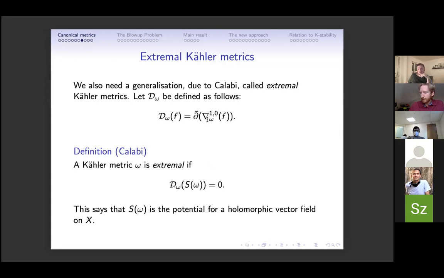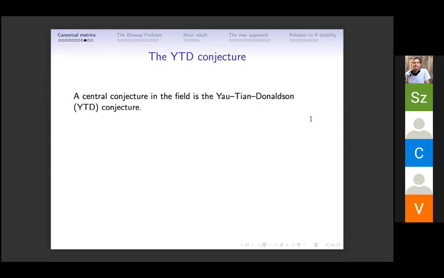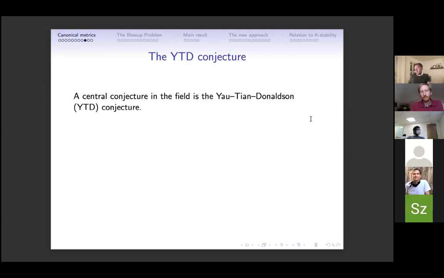But it's also kind of a moving target, because this d omega depends on omega. But there are ways to describe that in a good way. Okay, so an important aspect of this theory is that the existence question is deeply related to algebraic geometry. So what we would like to answer is, given a Kähler manifold and a Kähler class on it, does that class admit an extremal metric or not? And you can find examples where you admit it in all Kähler classes, some Kähler classes, or none of the Kähler classes.